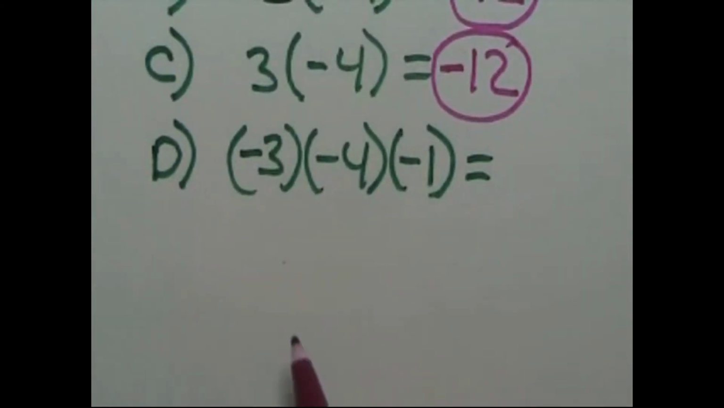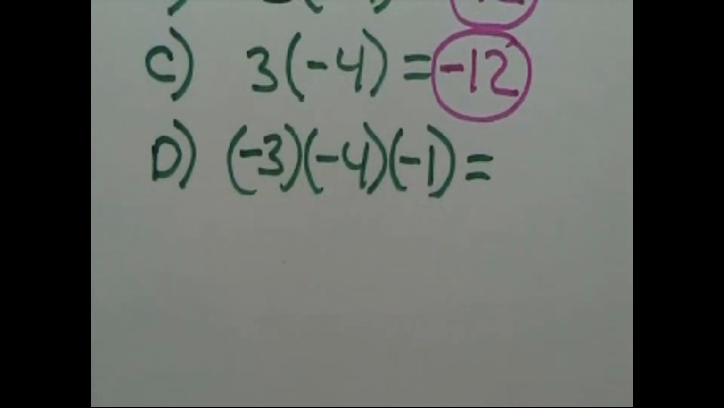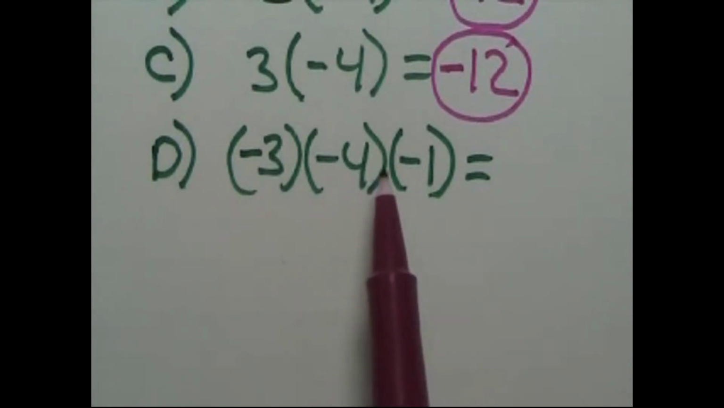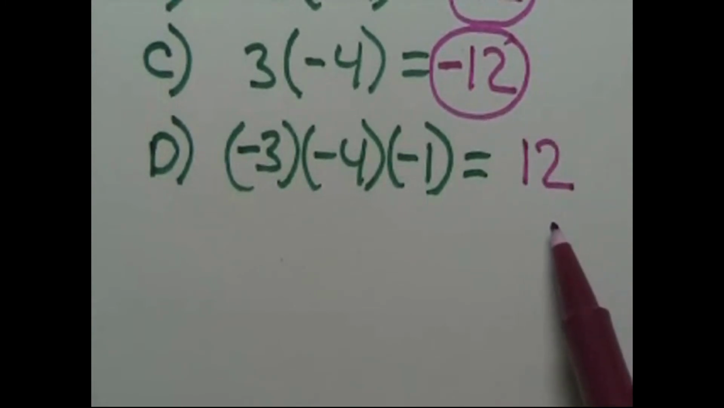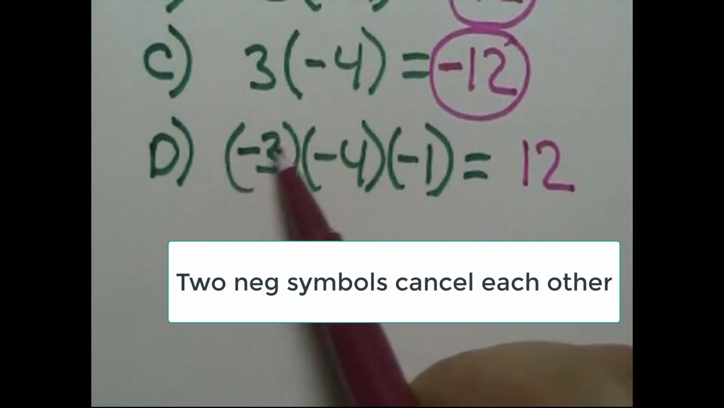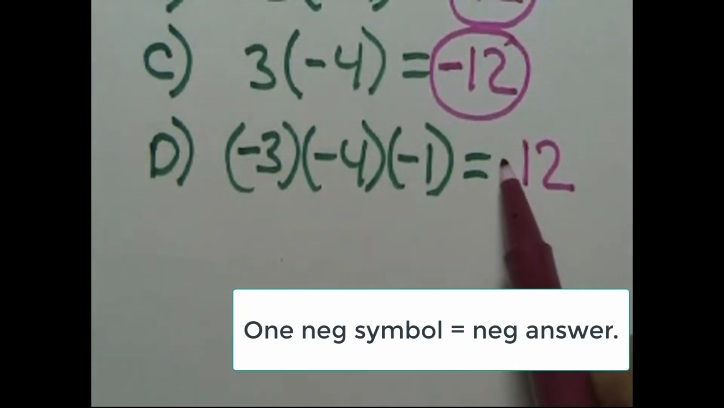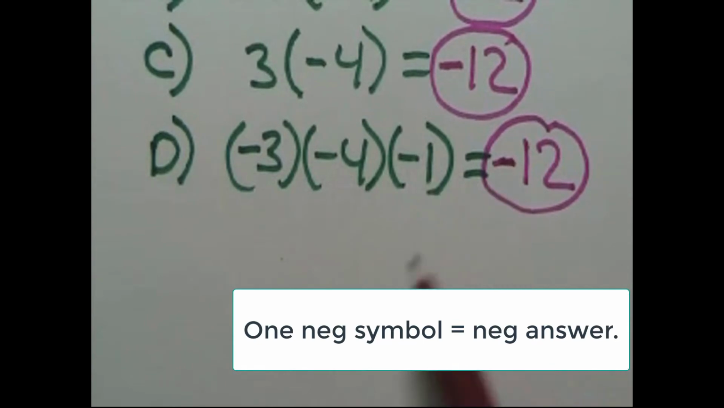Letter D is negative 3 times negative 4 times negative 1. Our first step is to multiply. 3 times 4 is 12, times 1 is 12. Now we count the negatives. I have 1, 2, 3. Two of them cancel, these two cancel, and you're still left with one negative. So the answer is negative. Two cancel, you're still left with one, so it's negative.